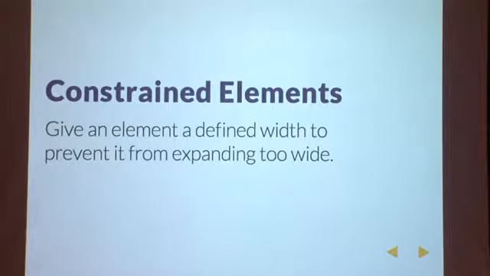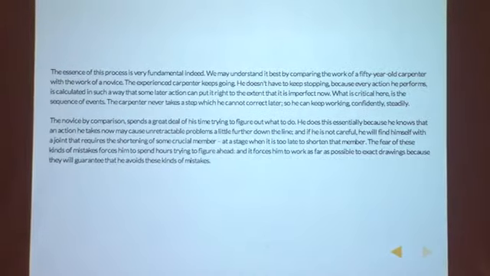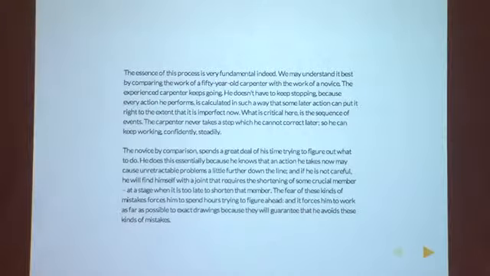First one is super simple. It's called constrained elements, or, I call it that. We'll see if anyone else calls it that. So constrained elements: give an element a defined width to prevent it from expanding too wide. Okay, that's simple. Just an example, we have text. It's really long, it's not very readable because the measure is a little too long. So we want to make it smaller. Easy, we just apply a max width or a width, and it's a little bit more readable.